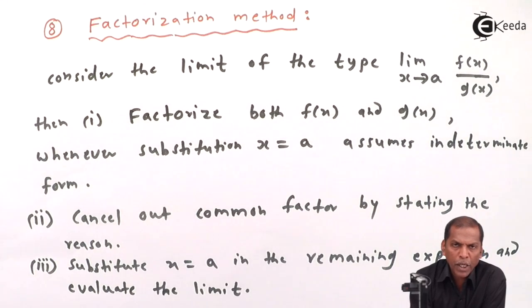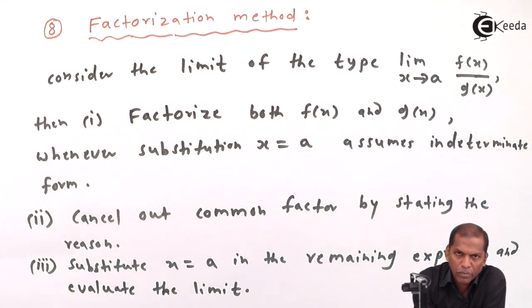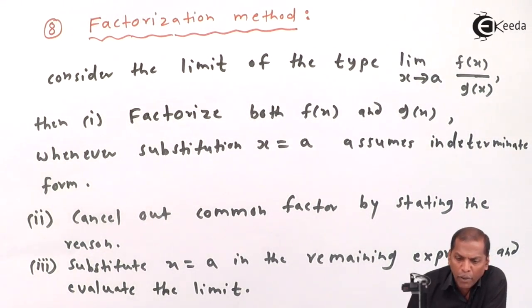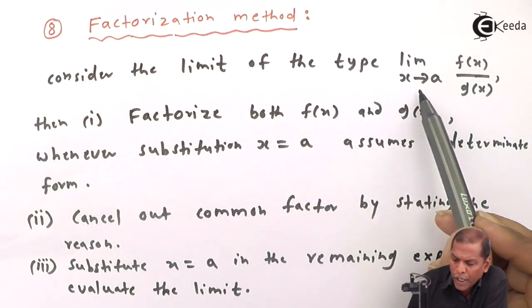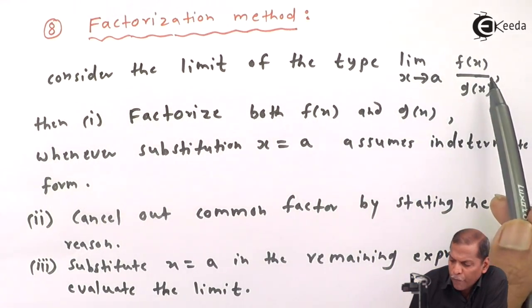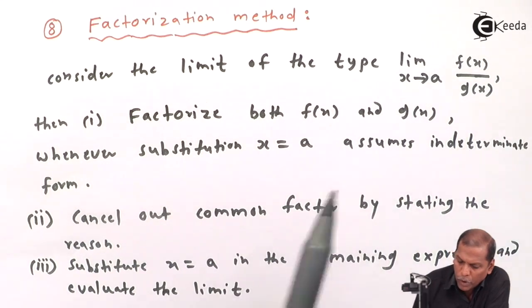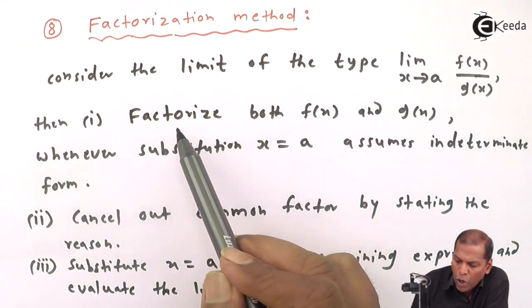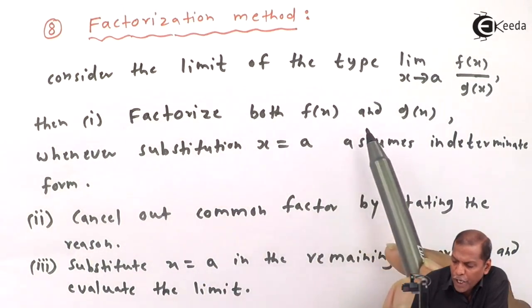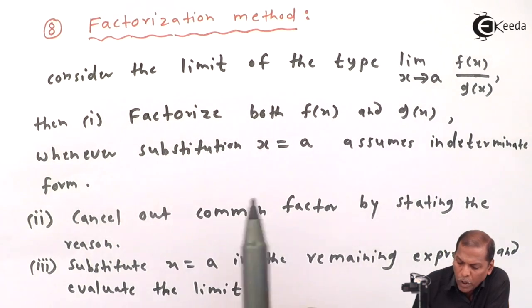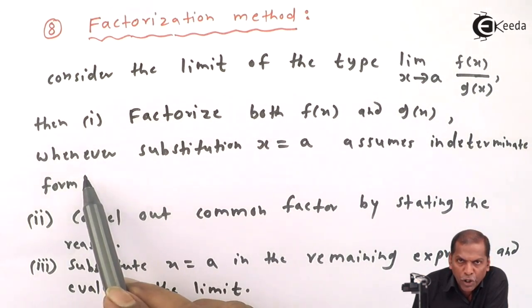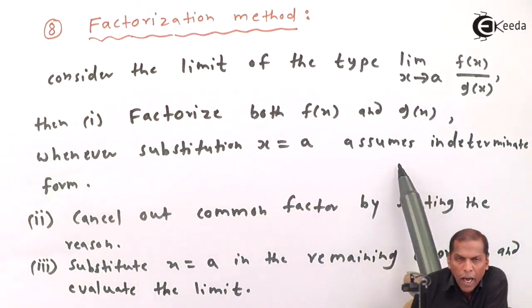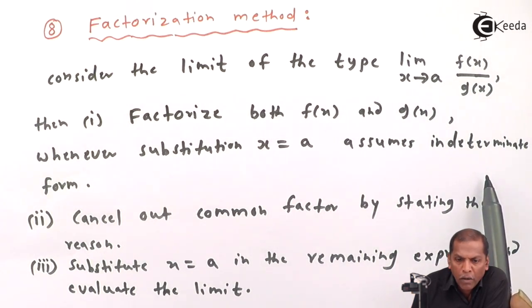Hello friends, now we see subtopic 8, that is called the factorization method, of the chapter Limits. Consider a limit of the type, limit x tends to a, f(x) upon g(x). Then step number 1, in this case we have to factorize both f(x) and g(x) whenever substitution x = a assumes an indeterminate form.